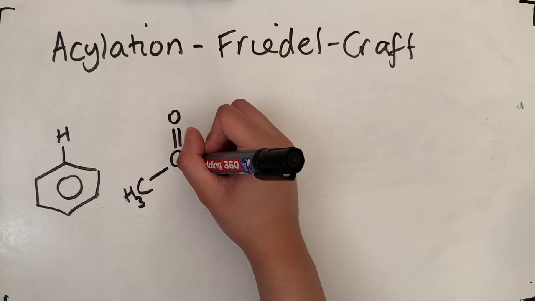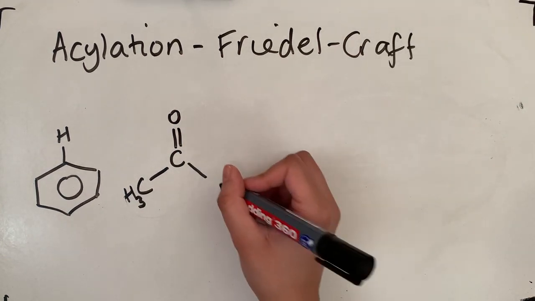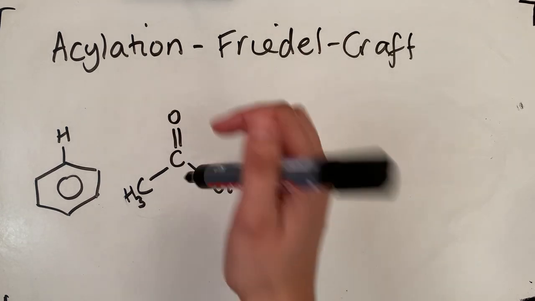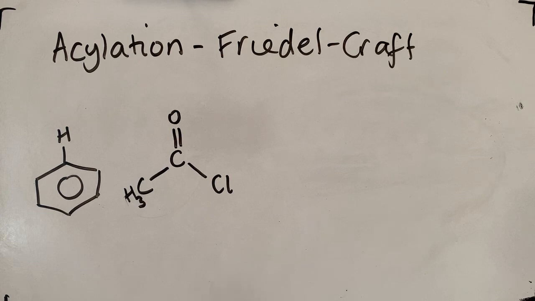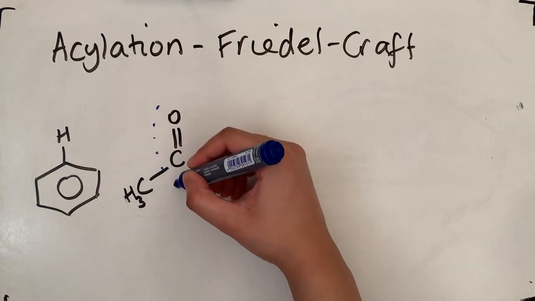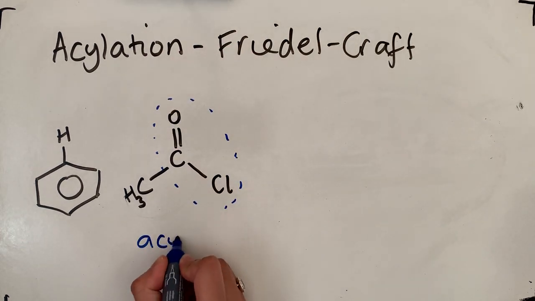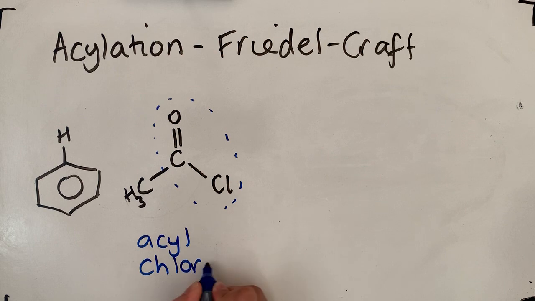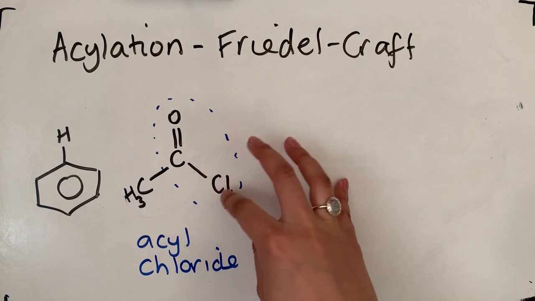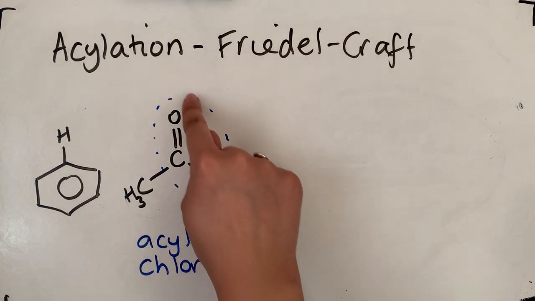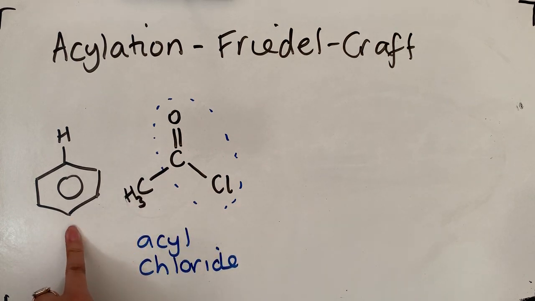Now, in order to do this, we need to have a chlorine directly attached to the C=O. We've never seen this functional group before, so I'm just going to cover that quickly. This functional group over here is called an acyl chloride. Essentially it's just like a carboxylic acid, but instead of an OH, we have a chlorine attached over here. The aim is to add this chain onto my benzene ring, which is why I'm using this acyl chloride.